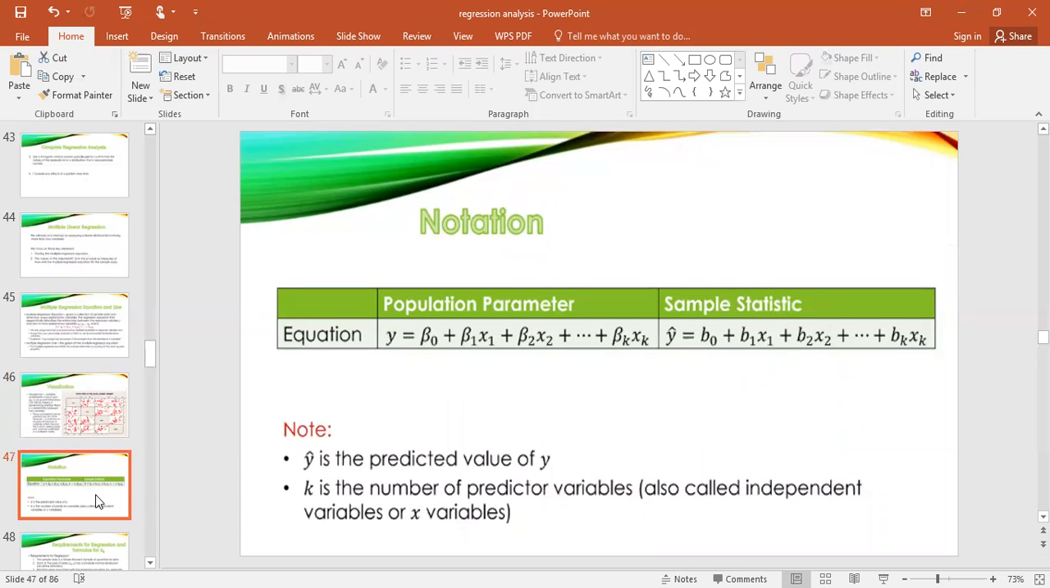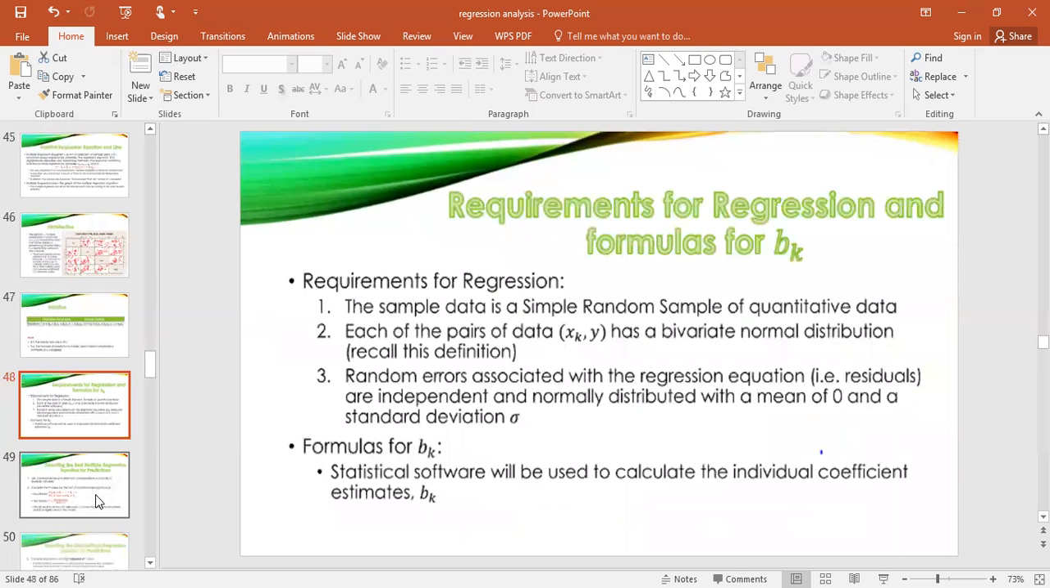Here is the notation for population parameter and sample statistics. Y hat is the predicted value of y. K is the number of predictor variables, also called independent variables or x variables. Requirements for regression and formulas for bk. Requirements for regression. The sample data is a simple random sample of quantitative data. Each pair of data xk, y has a bivariate normal distribution. Random errors associated with the regression equation, that is residuals, are independent and normally distributed with a mean of 0 and a standard deviation sigma.